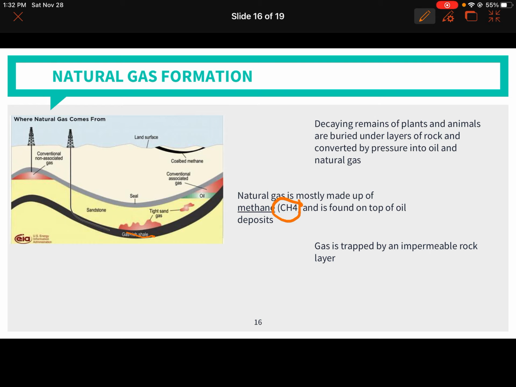So you can see down here, we have gas-rich shale. So we have a seal. This is that impermeable rock layer. Gas is trapped by that impermeable rock layer, as it is with the oil.